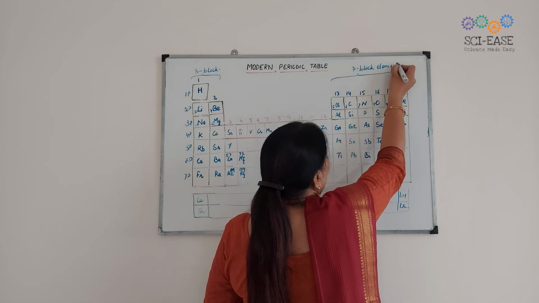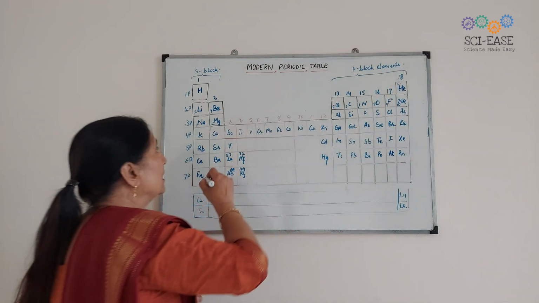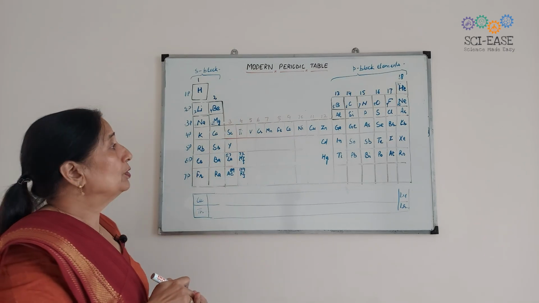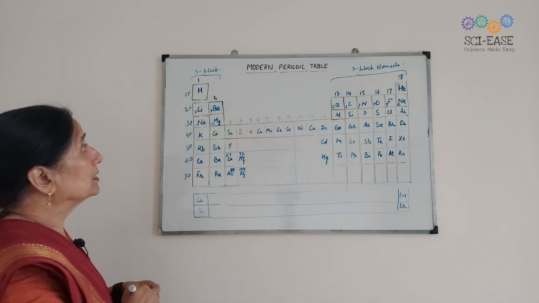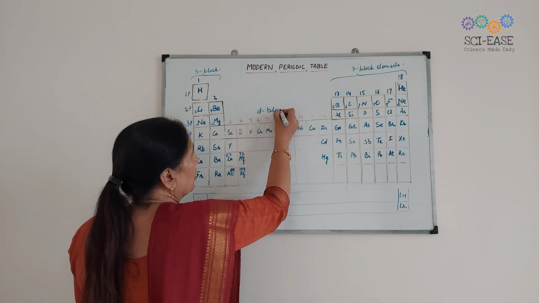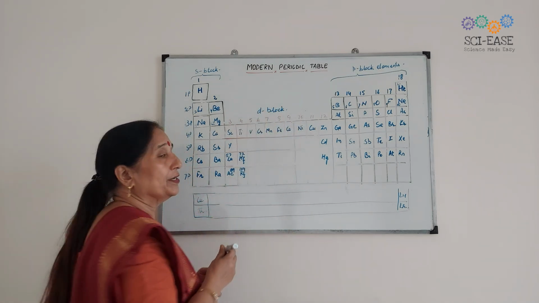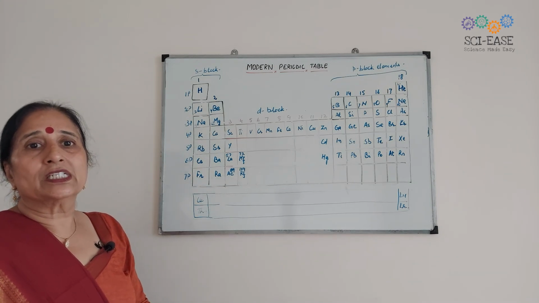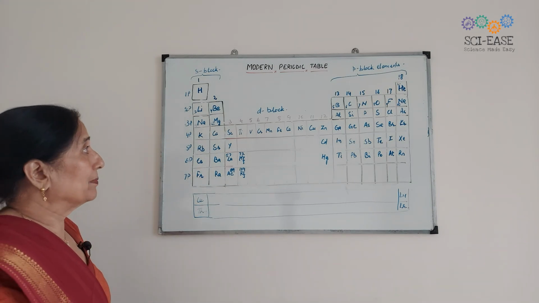And the elements of the group 3rd to 12th group, they are known as D block elements, about which you will study in your higher classes. In 12th, you will study about the D block elements.